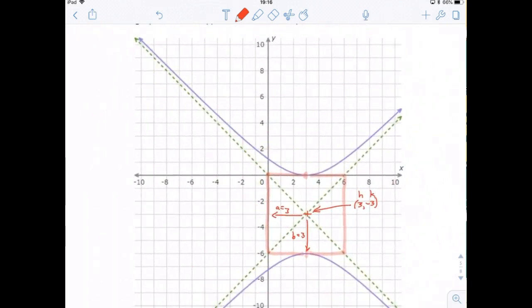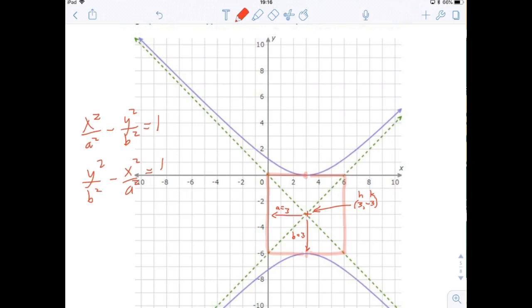So let's see. The standard form for a hyperbola is either x squared divided by a squared minus y squared divided by b squared equals 1, or y squared divided by b squared minus x squared divided by a squared equals 1.